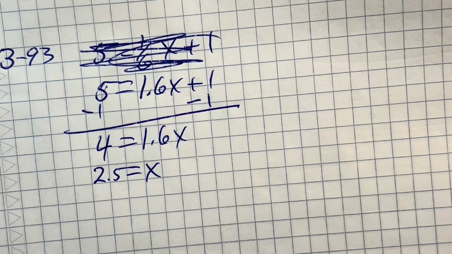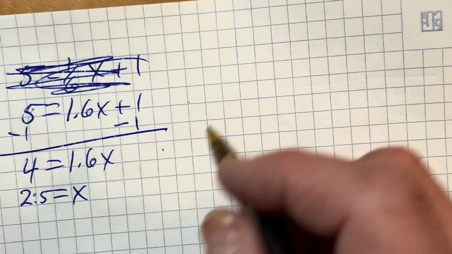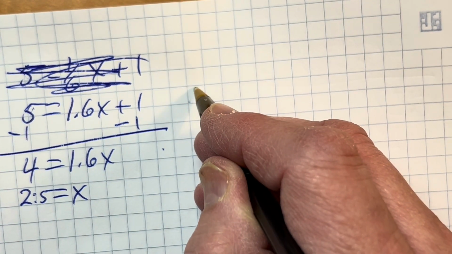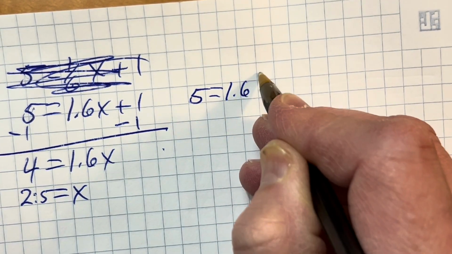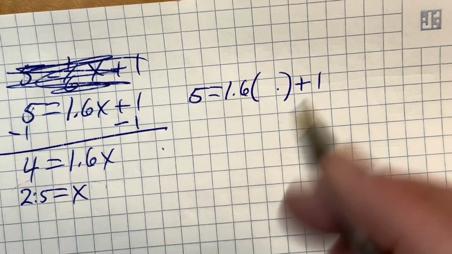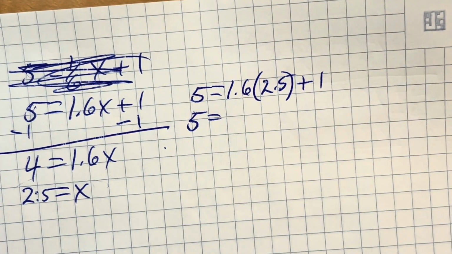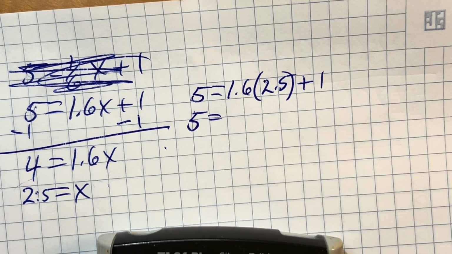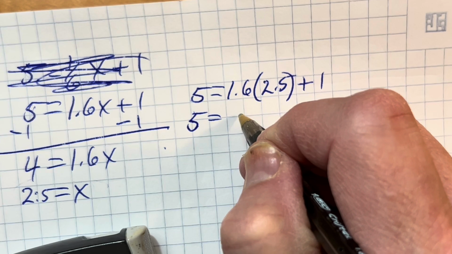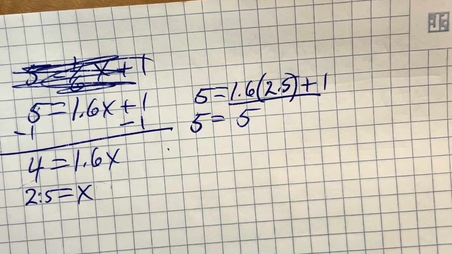Okay? Now, check the solution. So I'm going to go back into the original equation. I'll bring that right over here. The original equation is 5 equals 1.6 times x plus 1. What did we find x to be? 2.5. So I'm going to put it right here. And let's see what we can come up with. Let's see. 1.6 times 2.5 plus 1. Sure does. It equals 5. Okay, so yes, it works. Check my solution. Part B.